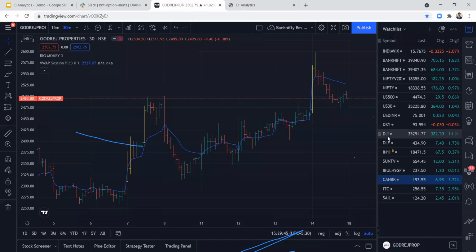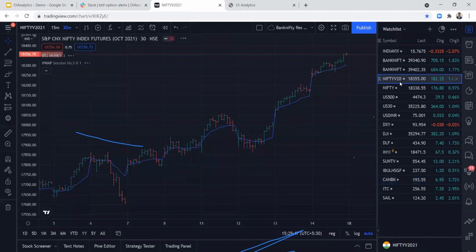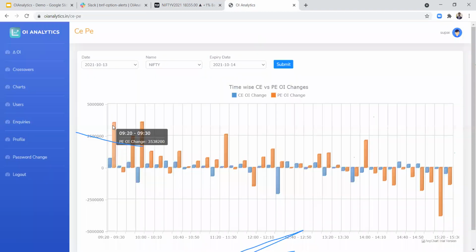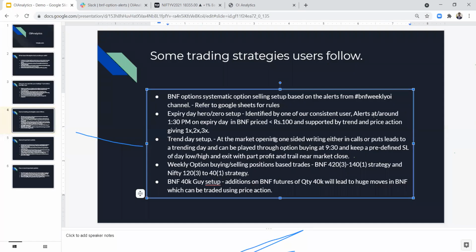So now if you go and check the 13th price action, it was a clean trending day straight from the opening. Every period it was trending higher, higher, higher. So the open was around 18,050 and we had a close at 18,200. Right? So these kind of trending days shape up like this, with clear domination by the one side option writers. So that is the kind of setup that we are talking about here.